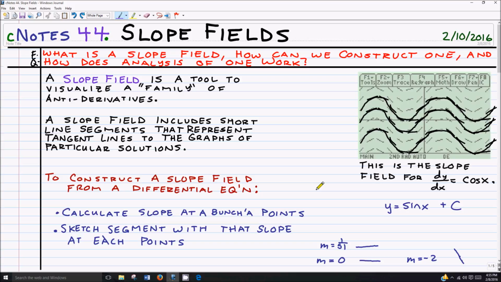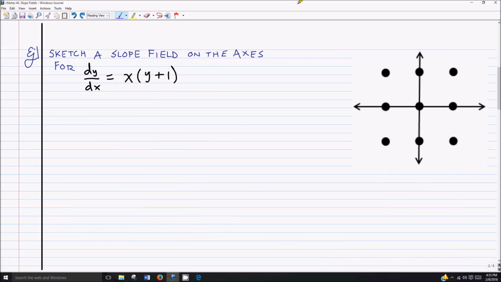I picked a pretty representative one here. So what we are going to do right here and right now is construct a slope field. Okay, so here's what we're going to do. We're going to sketch a slope field for this guy. It's a differential equation. That differential equation is dy/dx equals x times (y plus 1). And we're going to work our way through it.